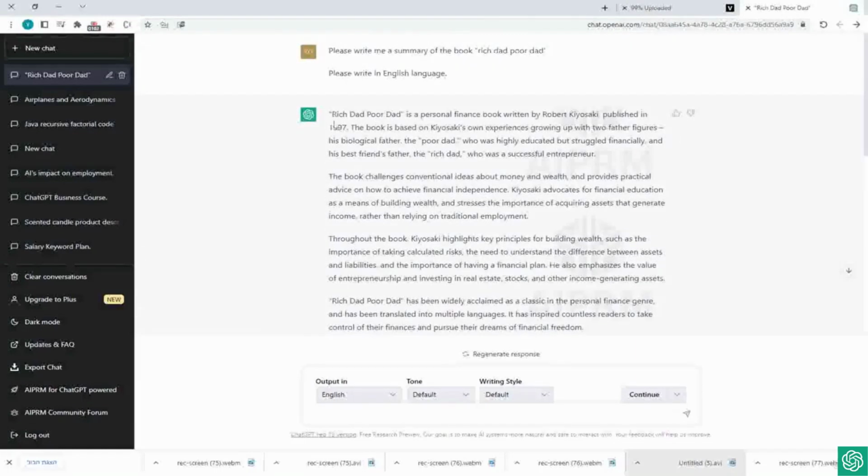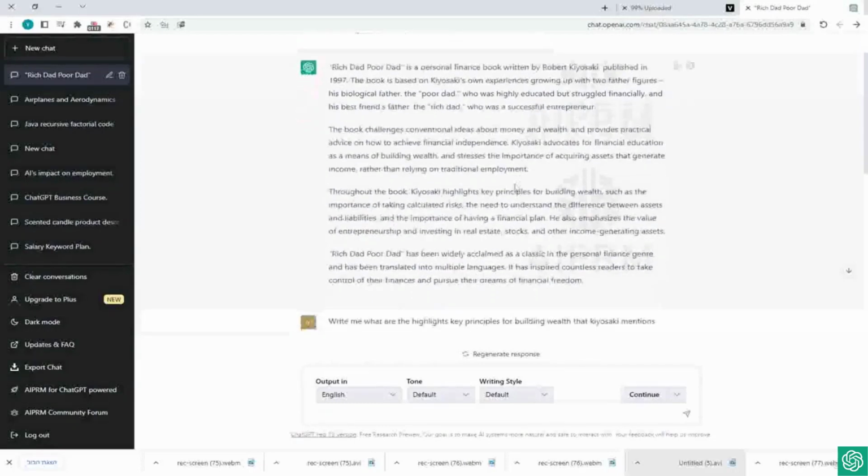So it wrote us: Rich Dad Poor Dad is a personal finance book written by Robert Kiyosaki. The book is based on Kiyosaki's own experiences with two father figures, his biological father, the poor one, and his best friend's father, the rich one, who is a successful entrepreneur. The book challenges conventional ideas about money and wealth and provides practical advice on how to achieve financial independence. Then it says, throughout the book, Kiyosaki highlights three principles for building wealth, such as the importance of taking calculated risks, the need to understand the difference between assets and liabilities, a very, very famous section from this book, and the importance of having a financial plan.